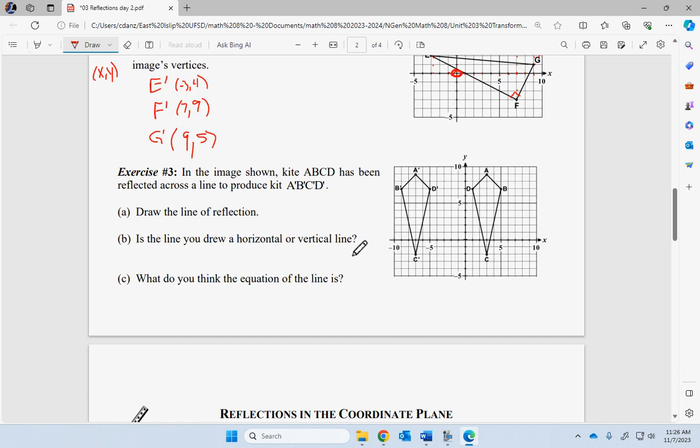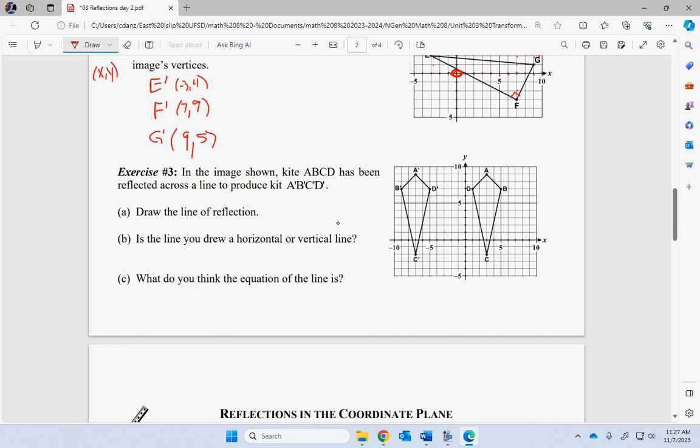Exercise 3. So in the image shown, kite ABCD has been reflected across a line to produce kite A prime, B prime, C prime, D prime. And they want us to draw the line of reflection. So something important to know is that the line of reflection is like right in the middle between the pre-image and the image. Remember, each point went the same distance away from the line.